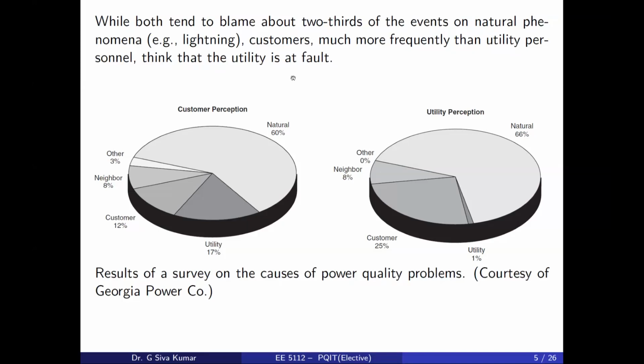See, in two-thirds of the problems in this pie chart, we will see that the problems occurring are natural problems only. Okay. This is about the survey where we can see the causes of the power quality problems.